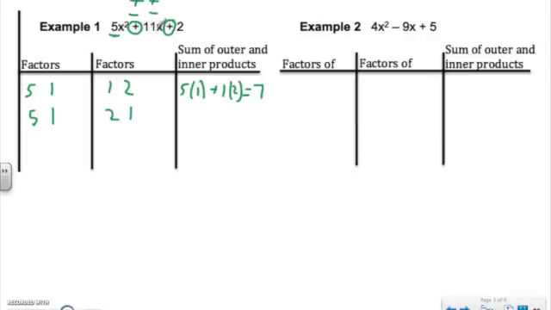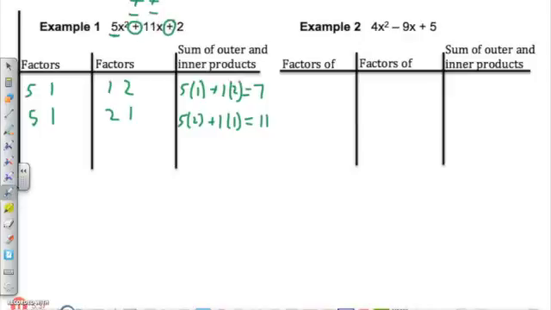Now that does not give us the 11 that is in our middle term. However, if we go ahead with our next set, and we do 5 times 2 and 1 times 1, 5 times 2 is 10, and 1 times 1 is 1, and 10 plus 1 is going to be 11, which gives us our middle term here. So now I have what factors I'm going to use. I'm going to go ahead and set up my parentheses.